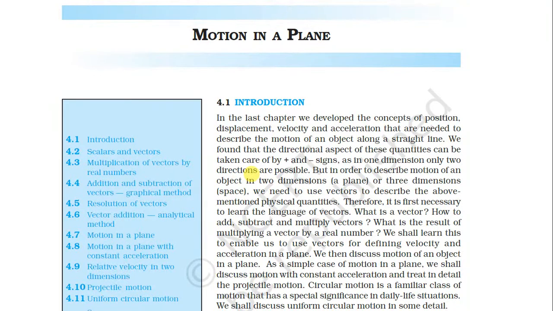It means there are two directions, upward and downward, or either forward and backward. But whenever we are discussing motion in a plane, at that time it goes upward, downward, forward and backward. So there are two directions, the x and y axes.